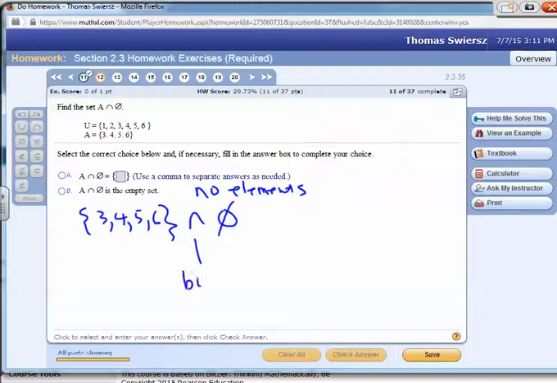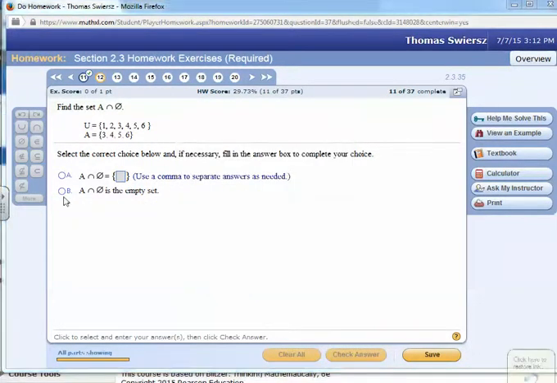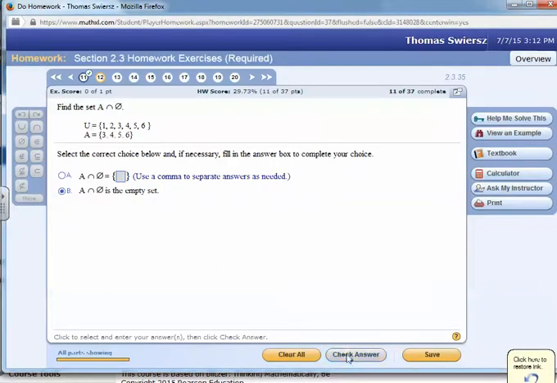Intersect means what? Common to both. So if one set has no elements, that means what's common to both is going to be nothing, right? If it was union, then we'd take everything in A. But for common to both, since one of the sets has no elements, the intersection is going to have no elements, or it is the empty set. So the generalization is that any set intersect with the empty set always produces the empty set, because the empty set has no elements.